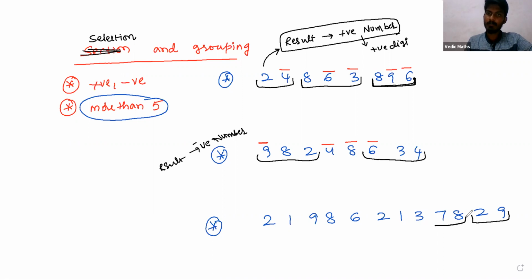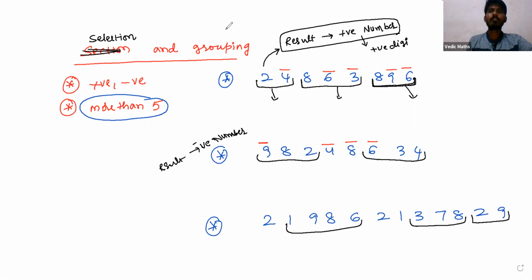Big number, smaller number, one group. Next, big number and smaller number. So this is one group. So in this way, we have to select the digits and group the digits. And on each group, we have to apply the formula individually. We are applying it on this group individually, and this group individually, and this group also individually.